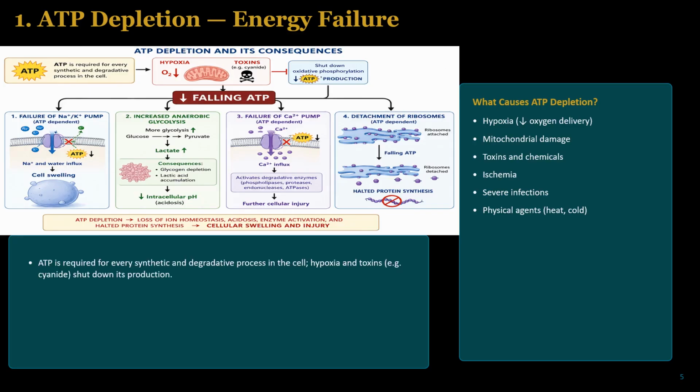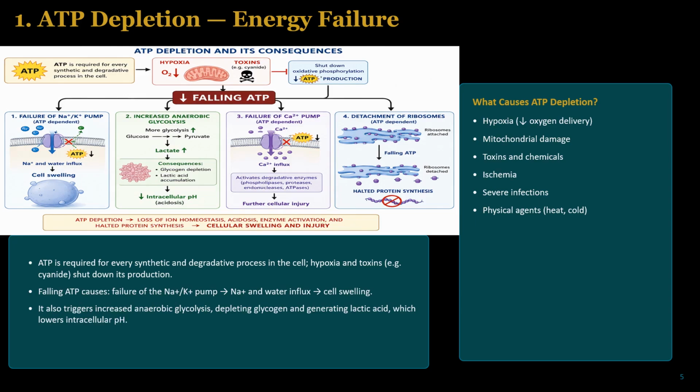Just to double down on what I was saying, ATP is required for every synthetic and degenerative process in the cell, and hypoxia and toxins shut down its production. Failing ATP causes failure of the sodium potassium pump, that is, sodium and water influx will happen, and then cell swelling is eventually going to take place. It also triggers increased aerobic glycolysis, depleting glycogen and generating lactic acid, which lowers intracellular pH, just as we've discussed. And falling ATP further causes failure of the calcium pump and detachment of ribosomes, halting protein synthesis. So these are the ways in which ATP depletion causes cell injury.